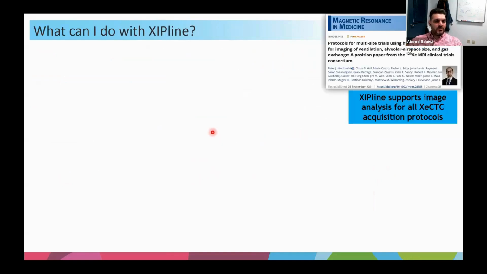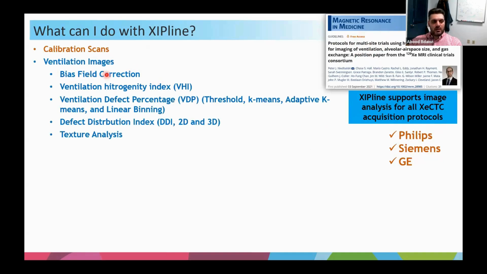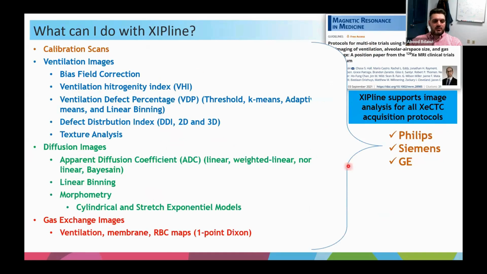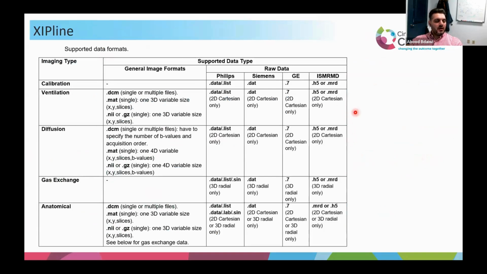So what can we do with xenon? As I mentioned, the XIPline supports image analysis from all consortium acquisition protocols described in Peter's paper and all major vendors: Philips, Siemens, and GE. This includes calibration scans, the ventilation images with all subsequent analyses, and then the diffusion, again with all subsequent analyses, and then the gas exchange as well. And again, all these analyses are supported for all major vendors.